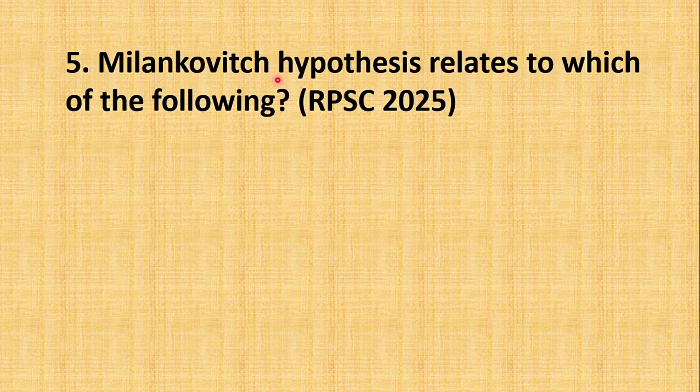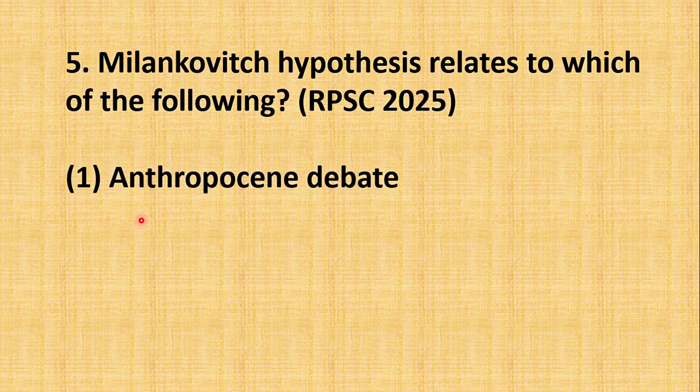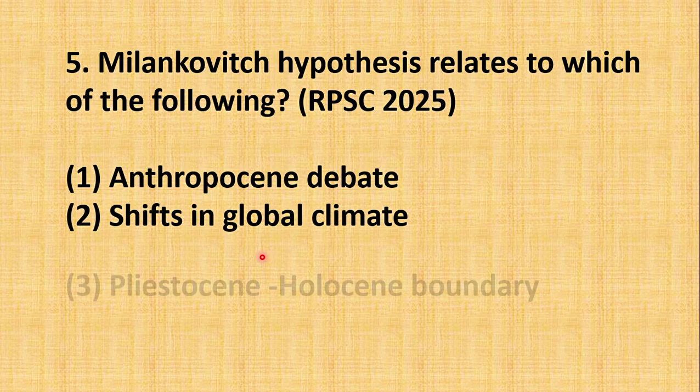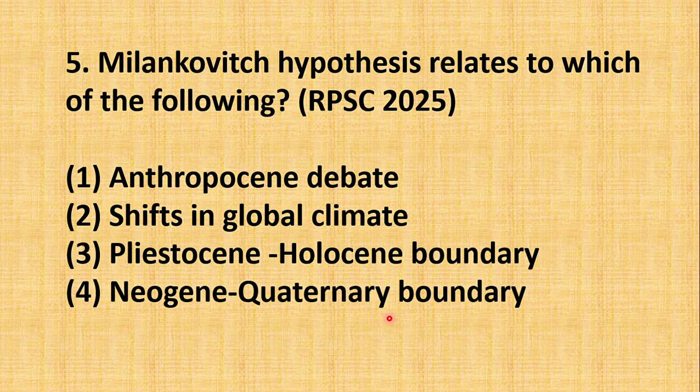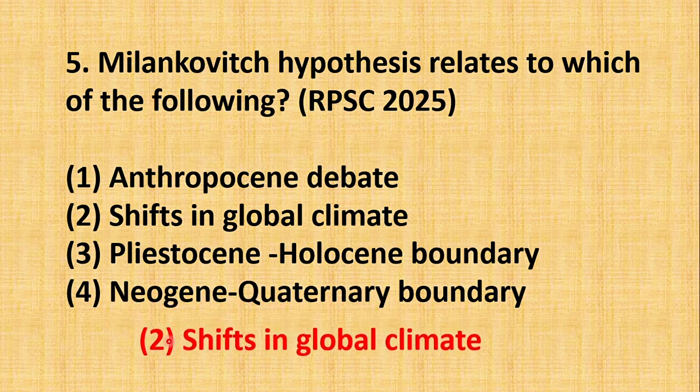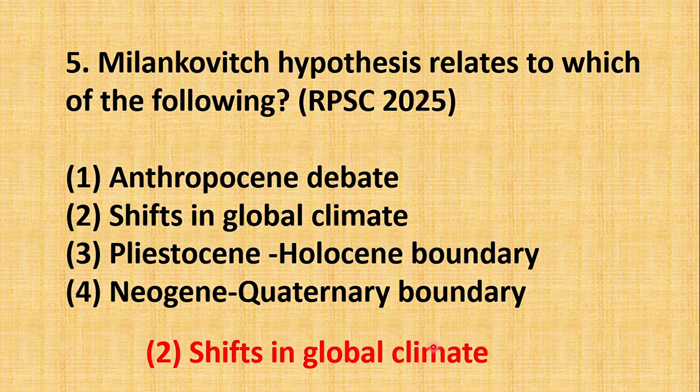Okay. Next, the Milankovitch cycle hypothesis is related to which of the following: the Anthropocene debate, shift in the global climate, Pleistocene-Holocene boundary, and Neogene-Quaternary boundary. So which one is the correct answer? The correct answer is the shift in the global climate. This question is also important for upcoming NET, CSIR NET as well as GATE exams. Let's discuss the Milankovitch cycle.